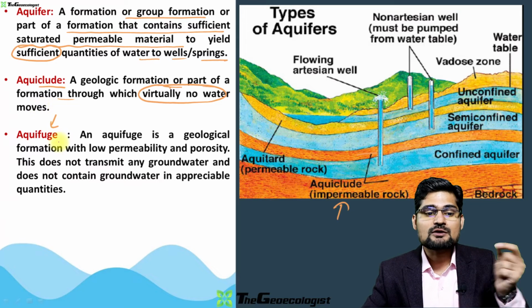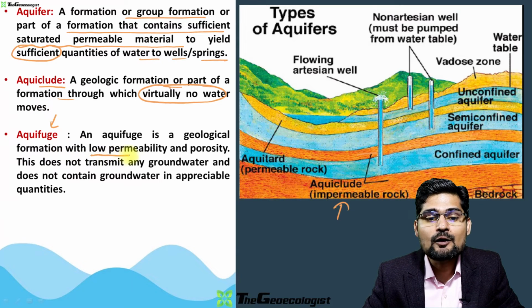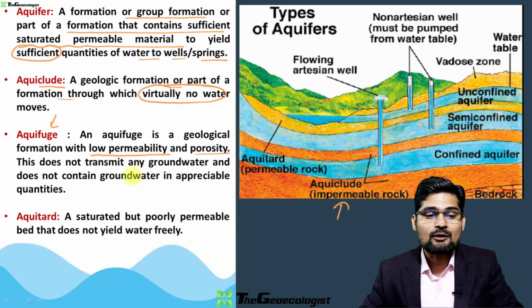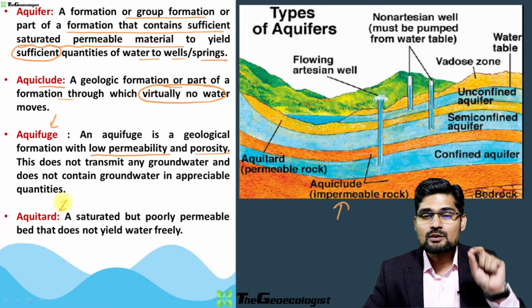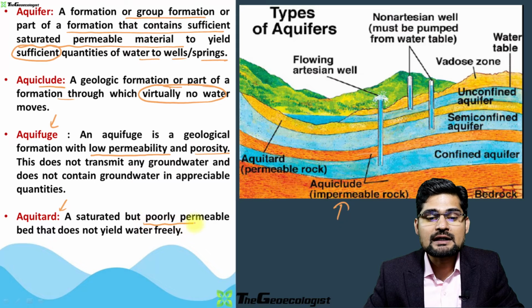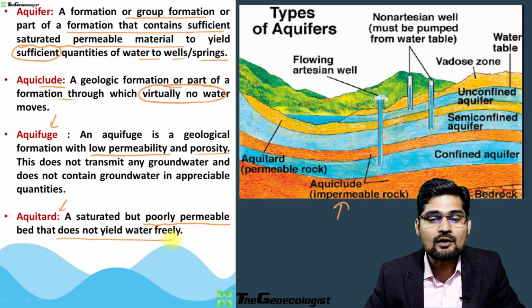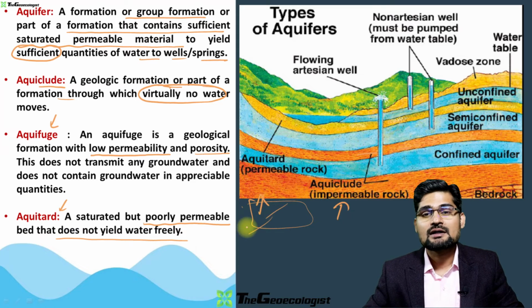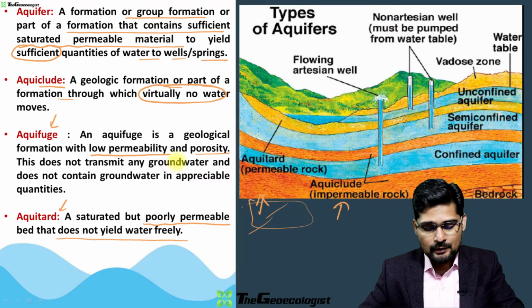So aquifuge is also a geological formation with low permeability and porosity. So this is very important. Now look into aquitard. The word aquitard is used for a poorly permeable bed that does not yield water freely. So the bedrock which does not have any water table here is aquitard. So remember these particular words.